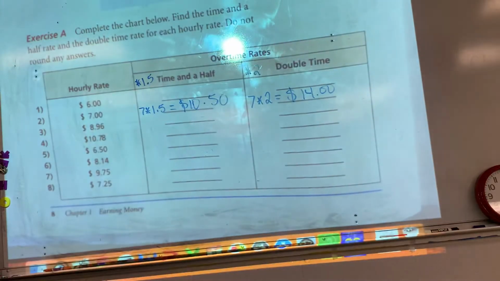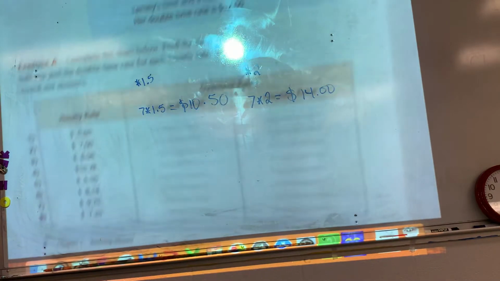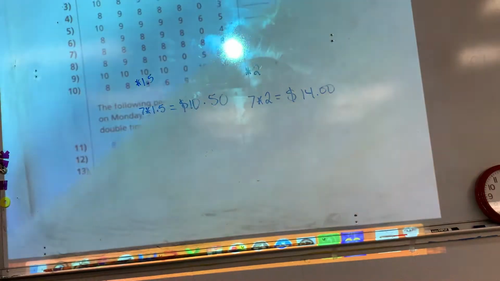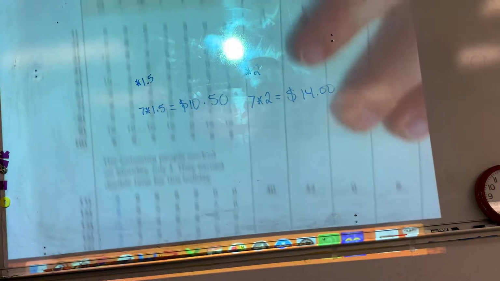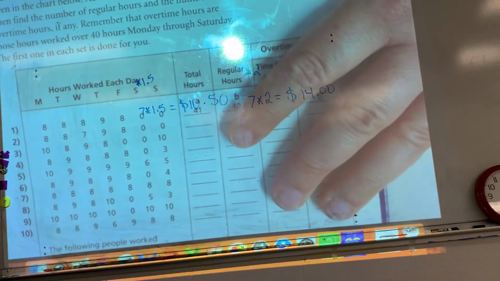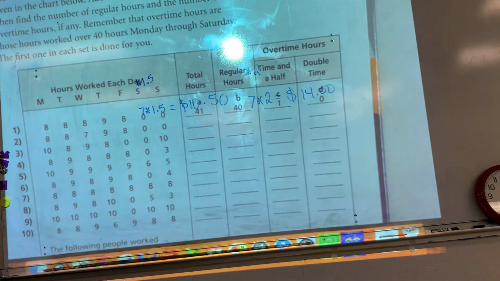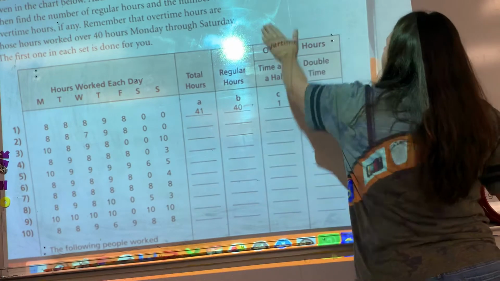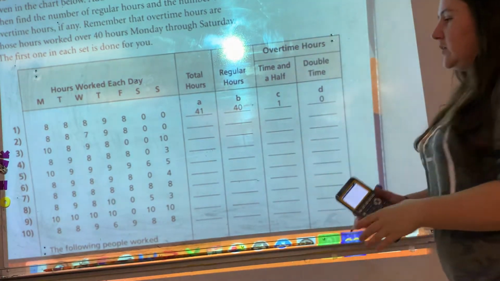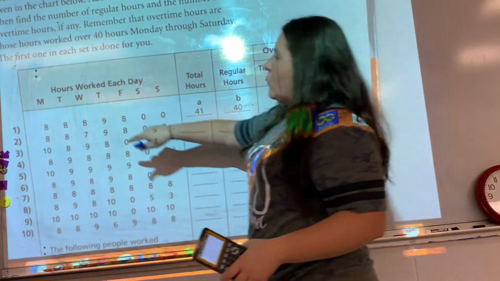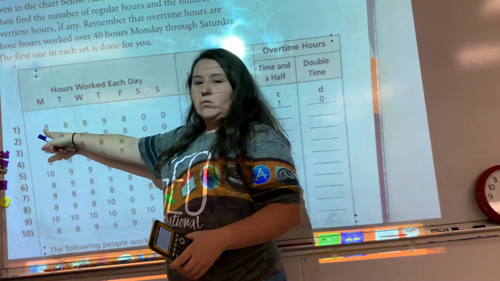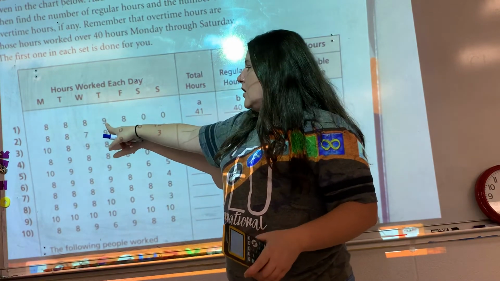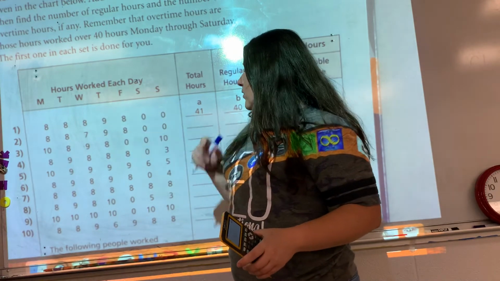For exercise B, I'm going to come over here. This is going to be a big chart. Let me move my stuff here. For exercise B, we're going to focus on the top, then we'll go to the bottom. It says each day worked and how many hours. It gave you an example at the top. On Monday this person worked 8 hours, Tuesday 8, Wednesday 8, Thursday 9 hours, and Friday 8 hours.